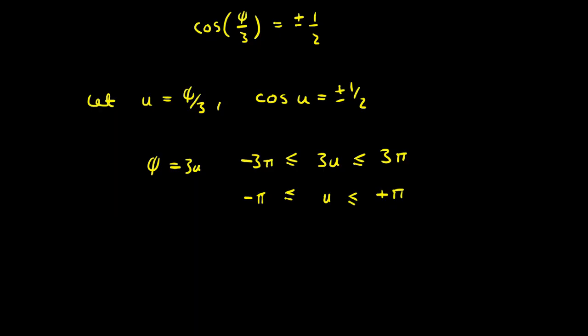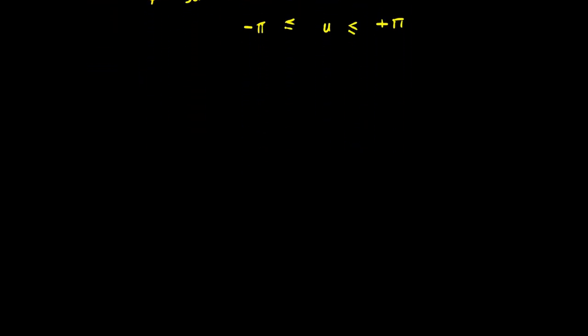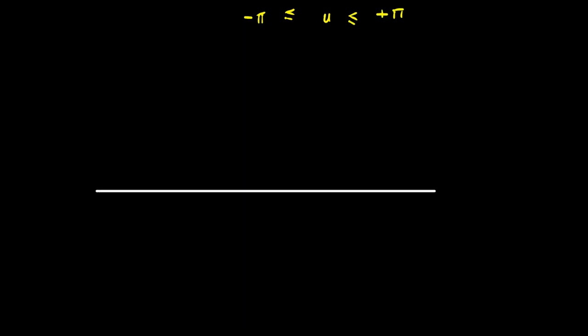So just to clarify, what we're doing is I've turned this problem with phi into a problem with u. So now we're solving cos u is equal to plus or minus a half, and that means we're looking for solutions in u which are between plus and minus pi. Okay then, well, the best way to do that is to draw a graph. So I'm going to draw my cos graph. So cos graph like this, okay, and like that.